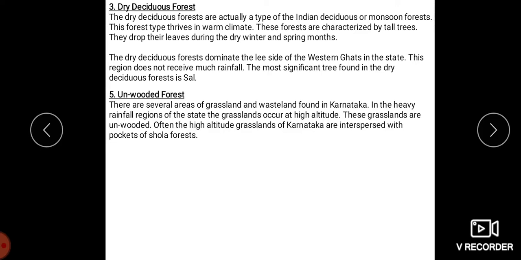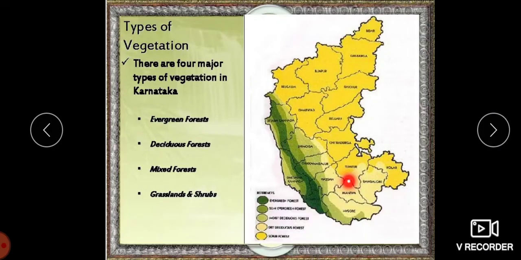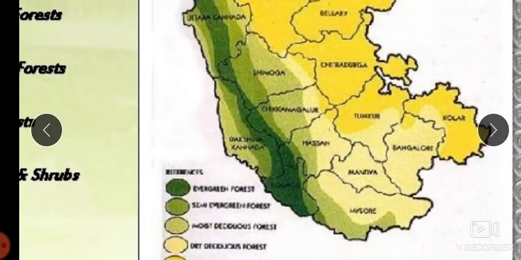We find this mixed forest in Udupi, some parts of Uttara Kannada, Dakshina Kannada, eastern parts of Kodagu, Chikkamangaluru, Shivamogga, Hassan, and Mysuru districts. The important trees which grow here are teak, kino, mahogany, axle, sandal, jack, and bamboo. These trees have a very commercial value.